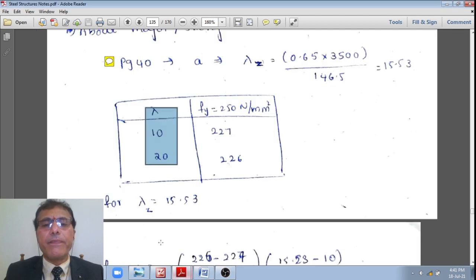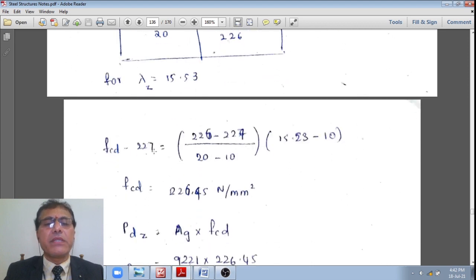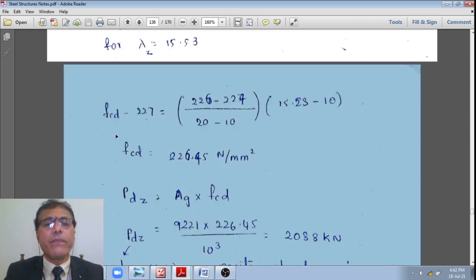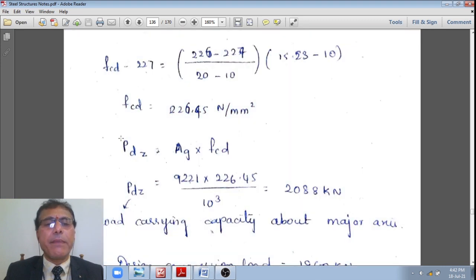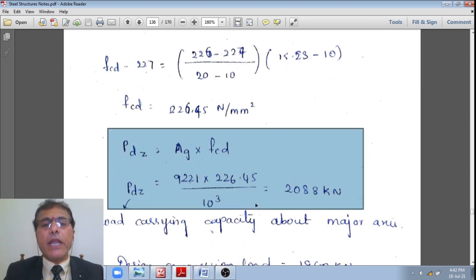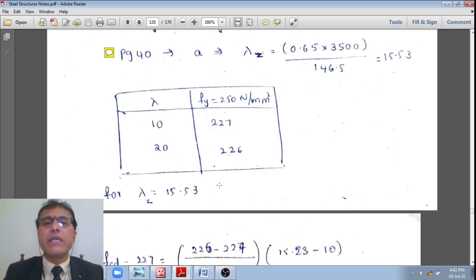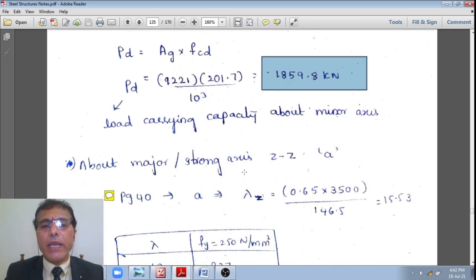Now interpolate. You know how to interpolate that. For 15.53, it works out to a value of 226.45 Newton per mm square. Therefore, the load carrying capacity about the major axis is equal to AG multiplied by FCD divided by 10 to the power 3. That works out to 9221 multiplied by 226.45 divided by 10 to the power 3, 2088 kilonewton. Whereas about the minor axis, it was just around 1860 kilonewton only.